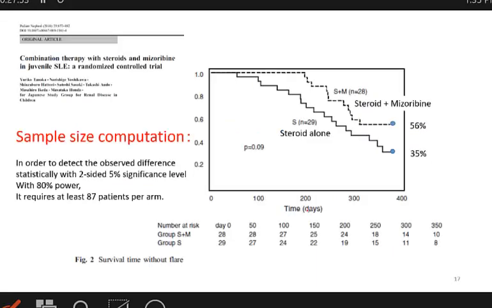Okay, so that's it for p-value. And we move on to the next topic, mean and median. Do you have any questions about p-value?